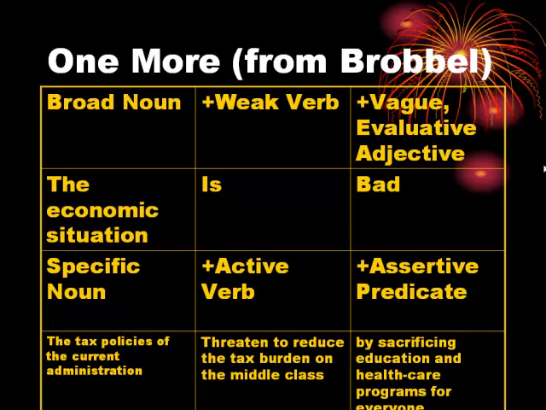So if I take my example I used before, Shutter Island is bad, here's where I would start being more specific: The over-the-top acting in Shutter Island threatens to make the already unbelievable story even more unbelievable by making it obvious that the film is constructed. That's a lovely thesis off the top of my head, but you get the idea. It's all about being more specific and more active.